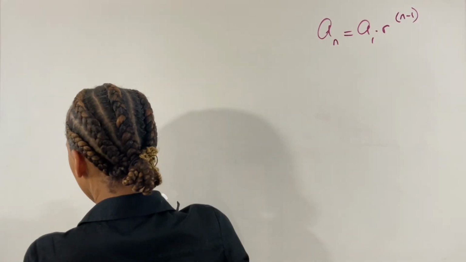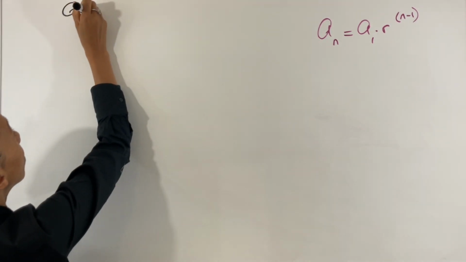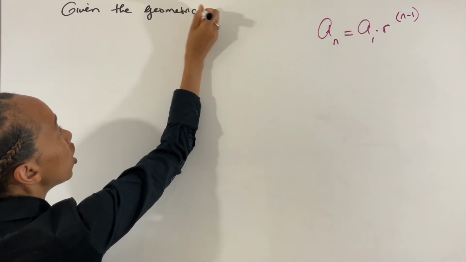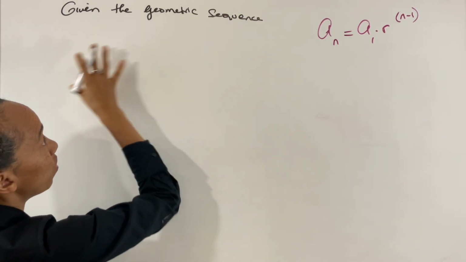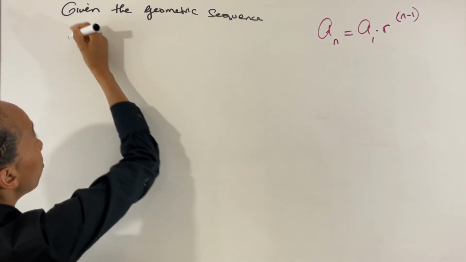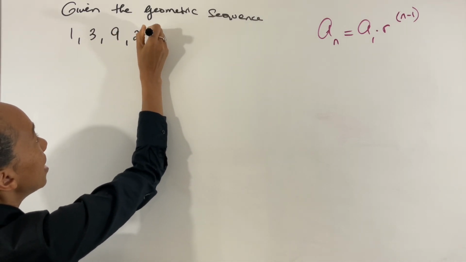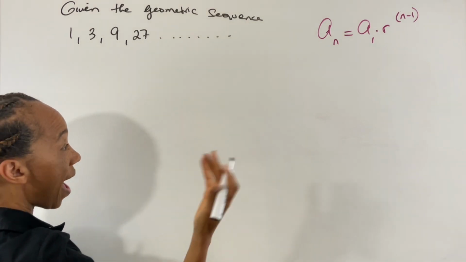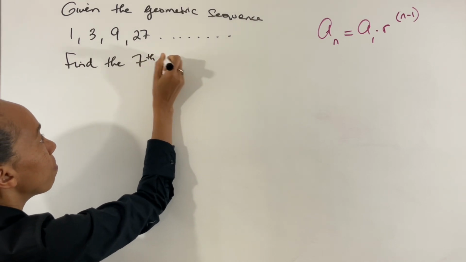All right. So the first example goes a bit something like this. You're given the geometric sequence, and they usually tell you whether it's a geometric sequence or an arithmetic sequence. In this case, we're dealing with geometric sequence, and they are going to give you the sequence. The first numbers here are 1, 3, 9, 27, and so on. That means that the numbers continue, and then you're asked to find the 7th term. Okay?